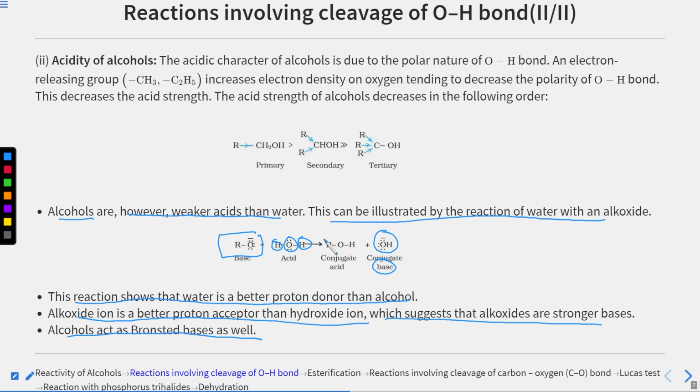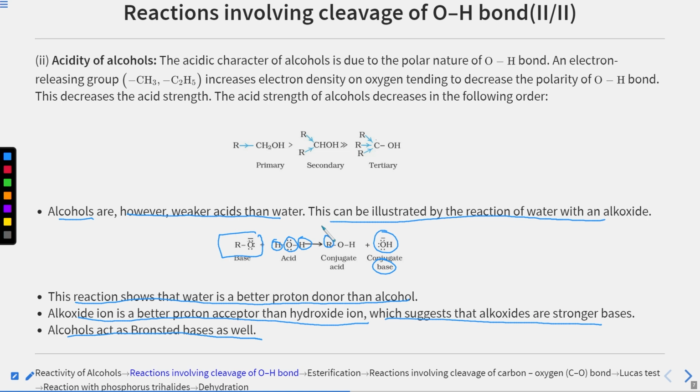So they are not electron donors. Due to this, the polarity of the OH bond is not affected that much. But in this case, we have R, which can be carbon, and it donates its electron to this OH bond, and its polarity is disturbed. Therefore, it becomes less acidic as compared to water. Clear? So this is the reaction.